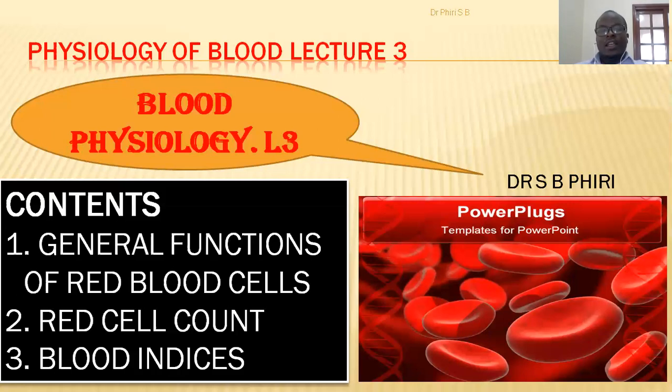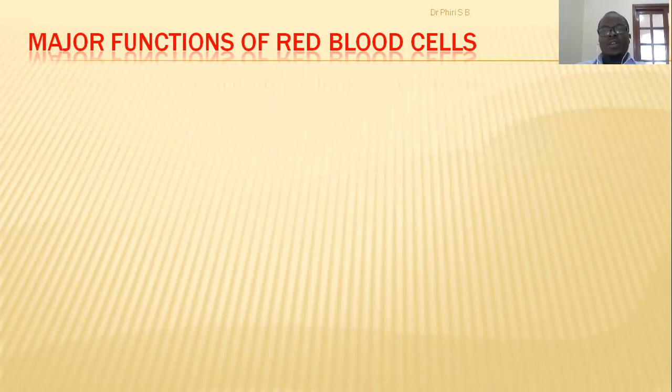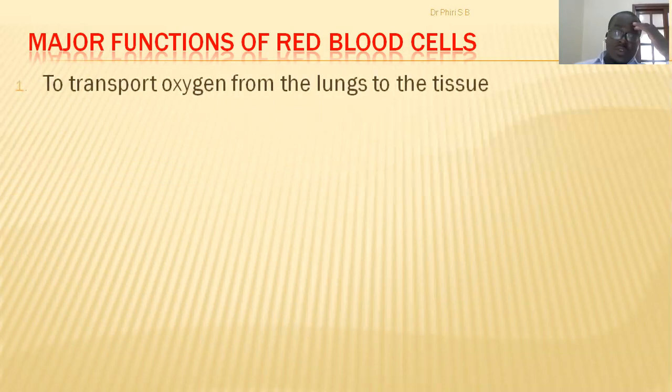It's done. Now, what are the general functions of red blood cells and also the red cell count and blood indices? So this is the purpose of this class. So let's start, starting with the major functions of red blood cells. So there are basically 4 major functions of red blood cell. So the first one is to transport oxygen from the lungs to the tissue.